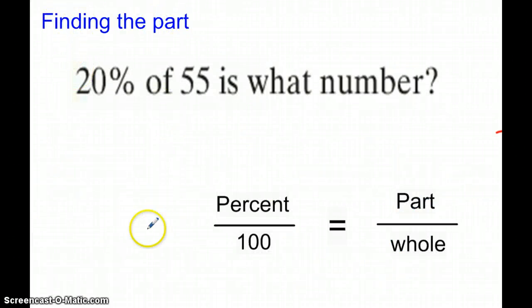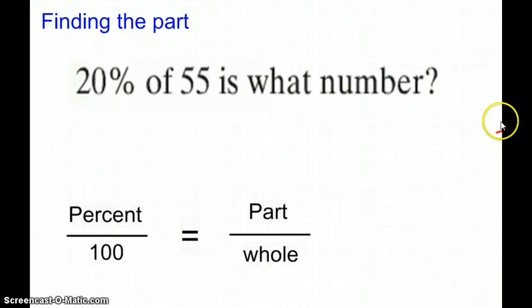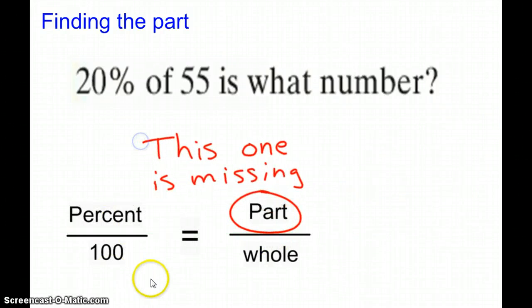Next key point, finding the part. So in our general equation, this is the one that's going to be missing. We know the percent. The percent is right here: 20% of 55. Whenever they say "of a number," usually that number is going to be our whole, but they need to know what the part is.